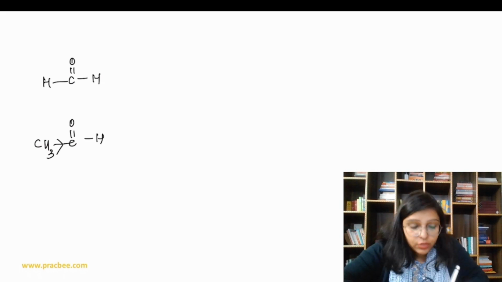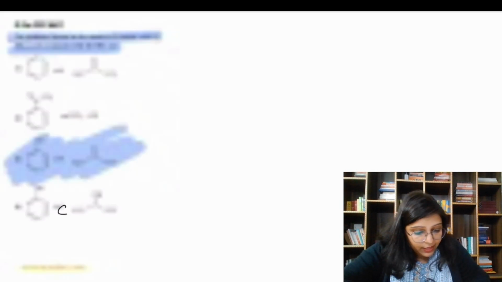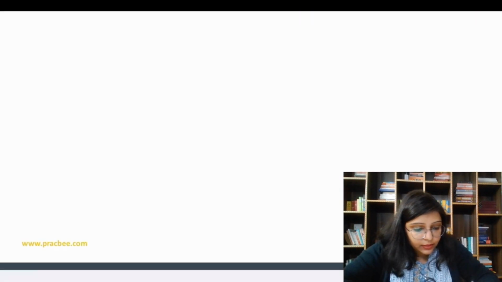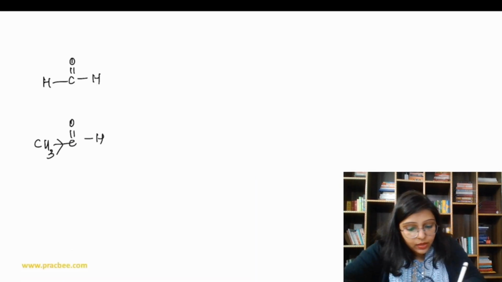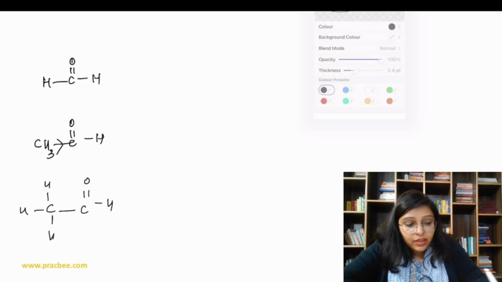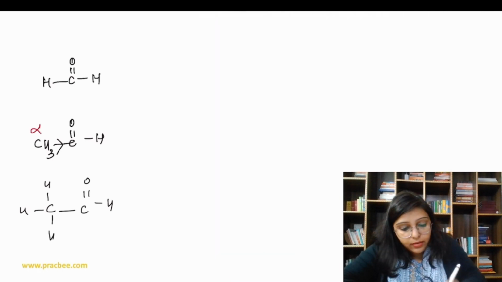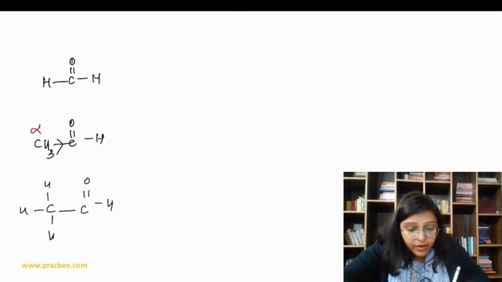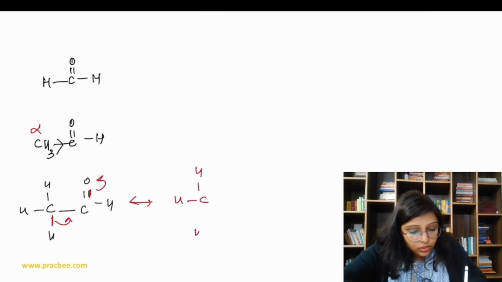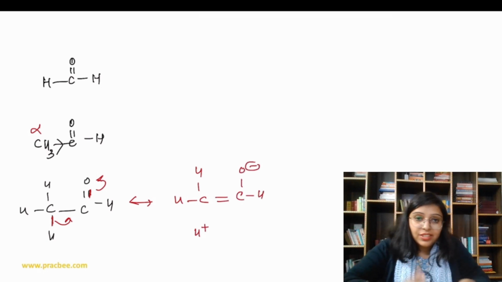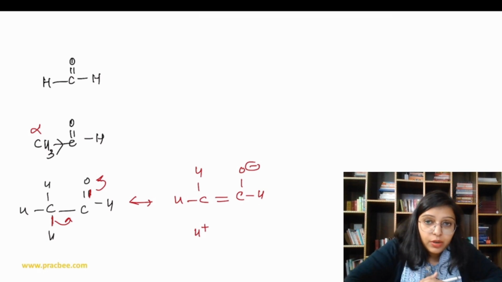So here we have which effect? Let me rewrite this. If I write H3C-CHO, here we have hyperconjugation. This is the alpha carbon, so here we have alpha hydrogen. This bond shifts over here and the electrons of this bond shift over here. So we get CH2 H positive double bond C-O minus H. This is how we draw hyperconjugation.